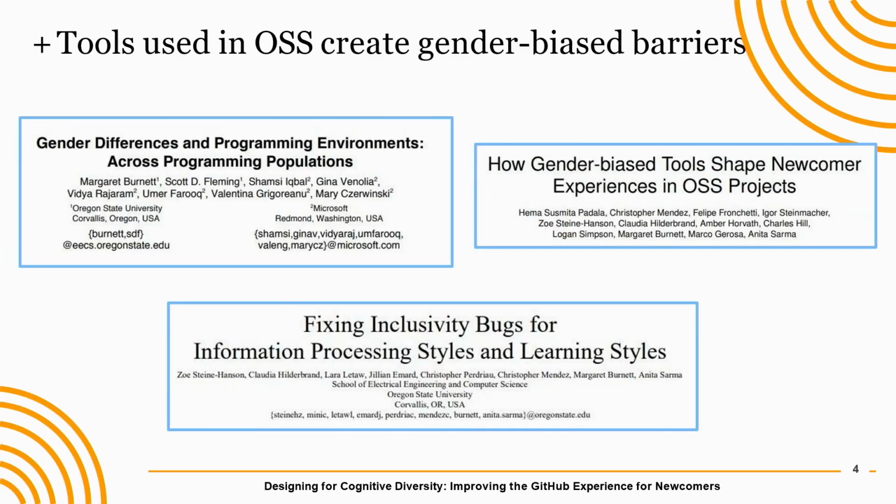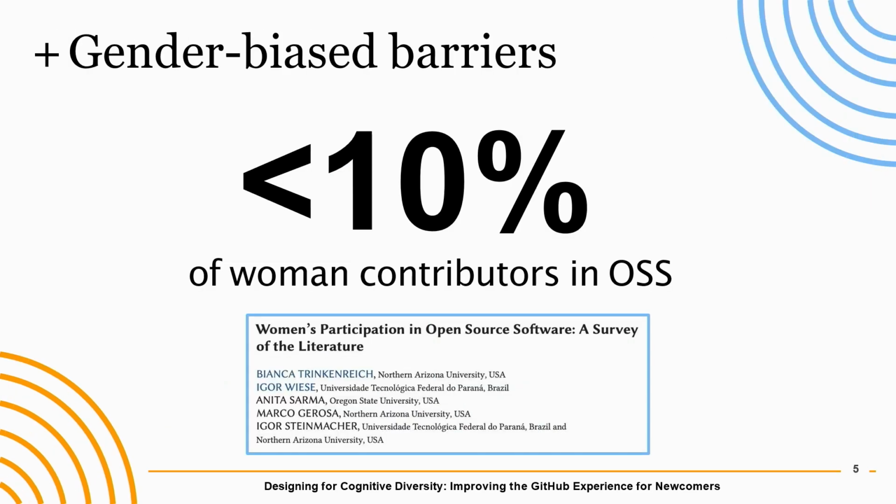So we have many past studies in the literature that try to investigate how tools in open source can create gender bias barriers for newcomers. And also we see that minority groups such as women and underrepresented groups are less represented in open source environments. And these people, unfortunately, face more barriers due to their differences.